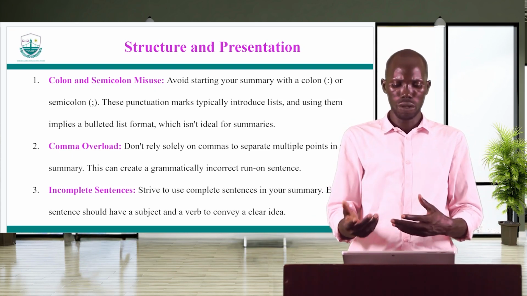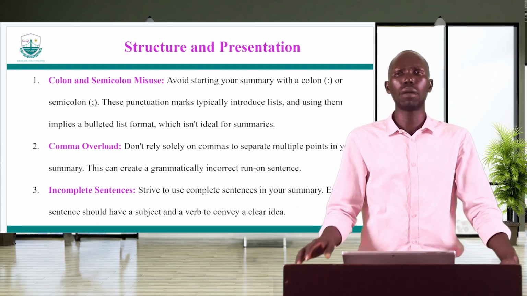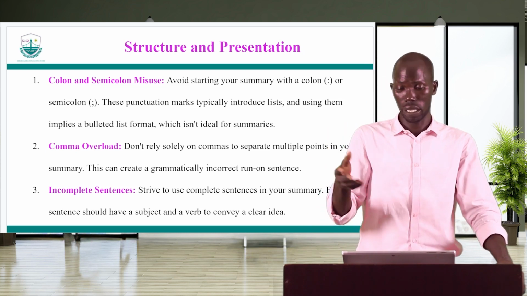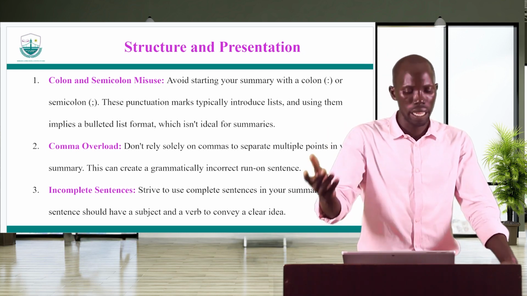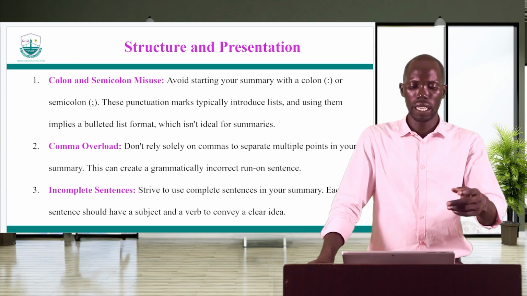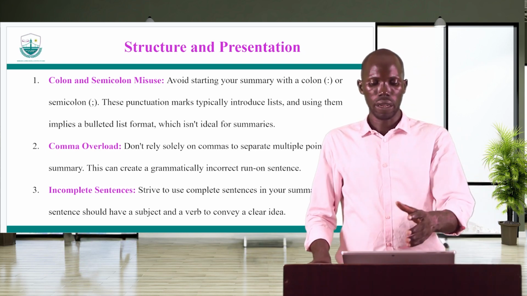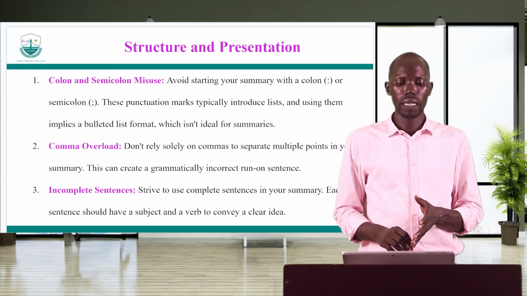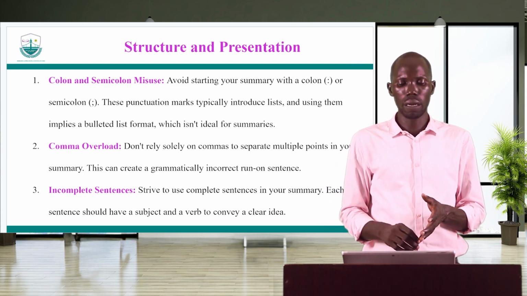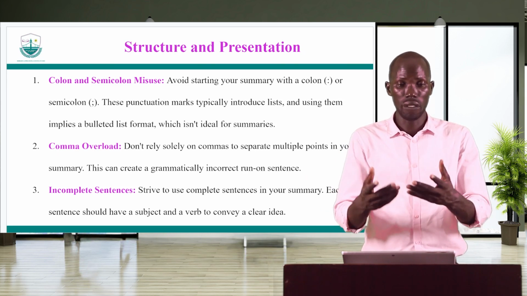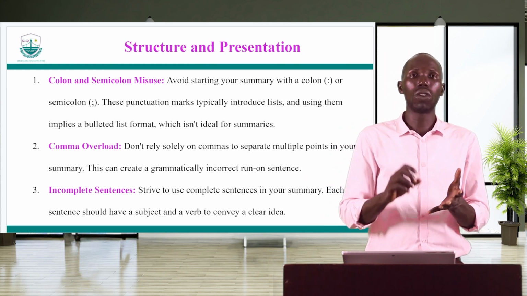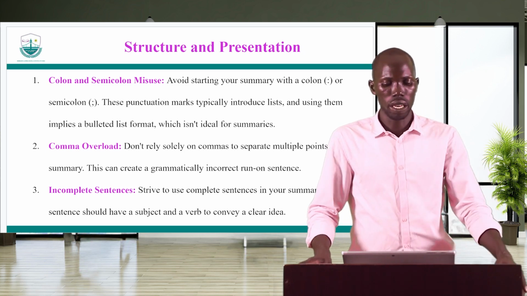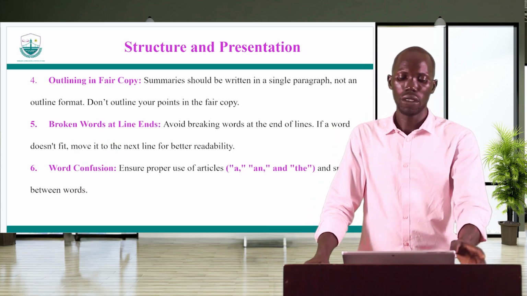But if you're going to use incomplete sentences, where maybe you have the subject and the verb is not there, or you have a verb alone, starting with a gerund, for example, and the other elements are not stated, it would be wrong. So in the do's and don'ts, don't use a semicolon to introduce your items. Don't use a full colon to start your summary, because it is not a list of items. Don't overload with commas, and don't write with incomplete sentences. Let's move on.